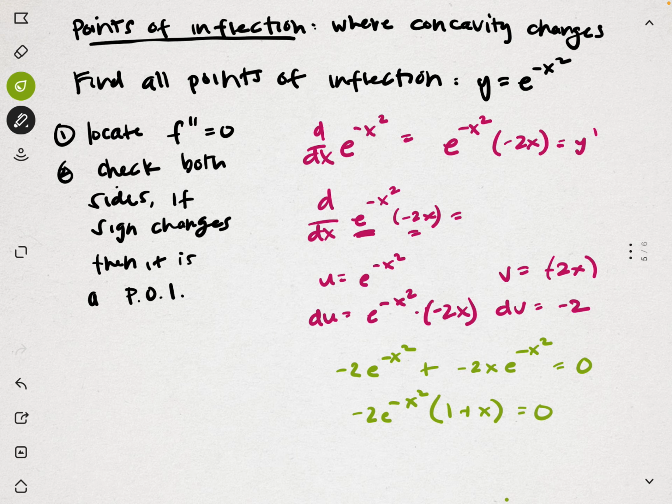So we're not going to be able to get a 0 from our negative 2e to the negative x squared part. But what we're going to be able to do is get a 0 from the second part. So that's going to be x equals negative 1. So the only point of inflection for this one would be at negative 1. Let me just make sure I did that correctly.